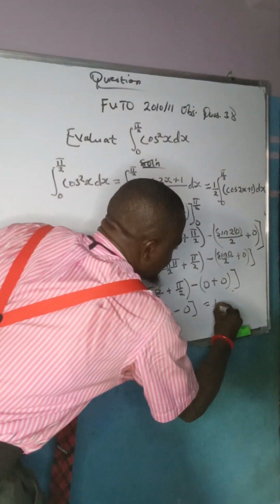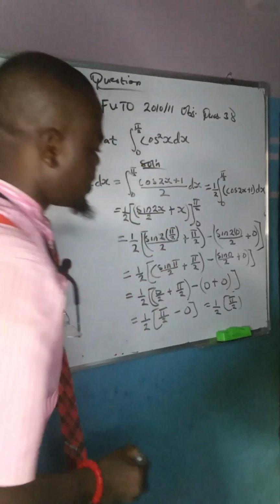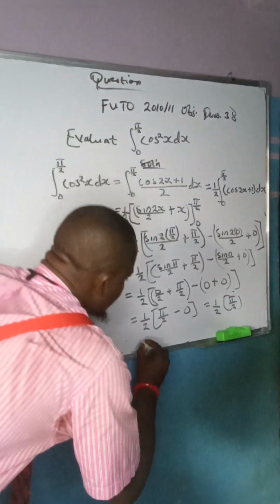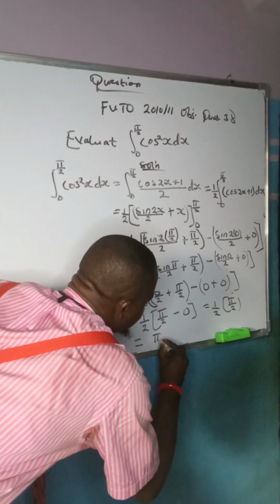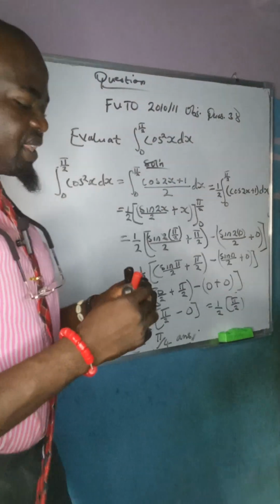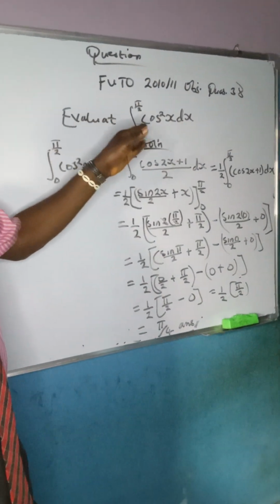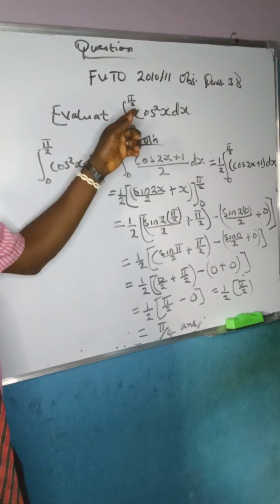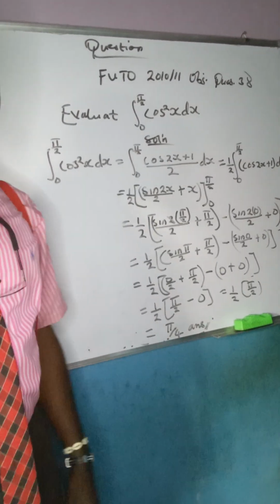So I'll now have 1 over 2 times pi over 2. So 1 over 2 times pi over 2 is pi over 4. So I now have pi over 4. And that is the answer. So you can believe that the definite integral of cos squared x dx with upper bound pi over 2 and lower bound 0 is pi over 4.